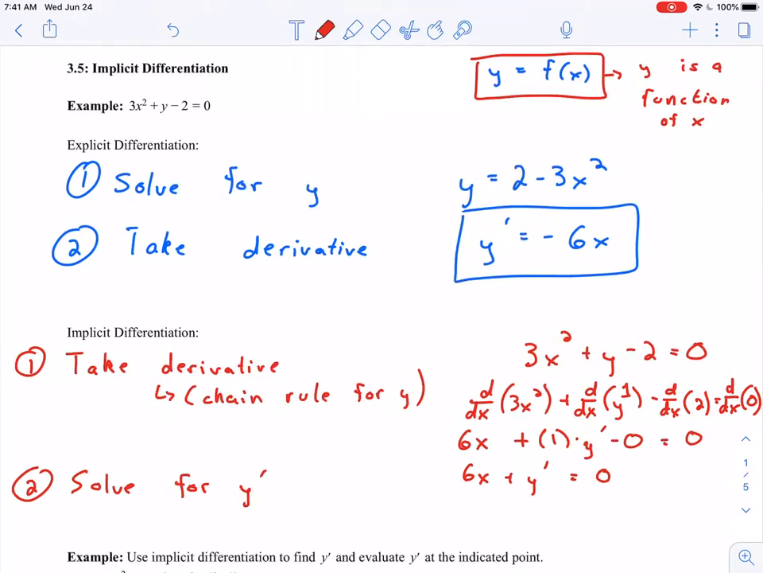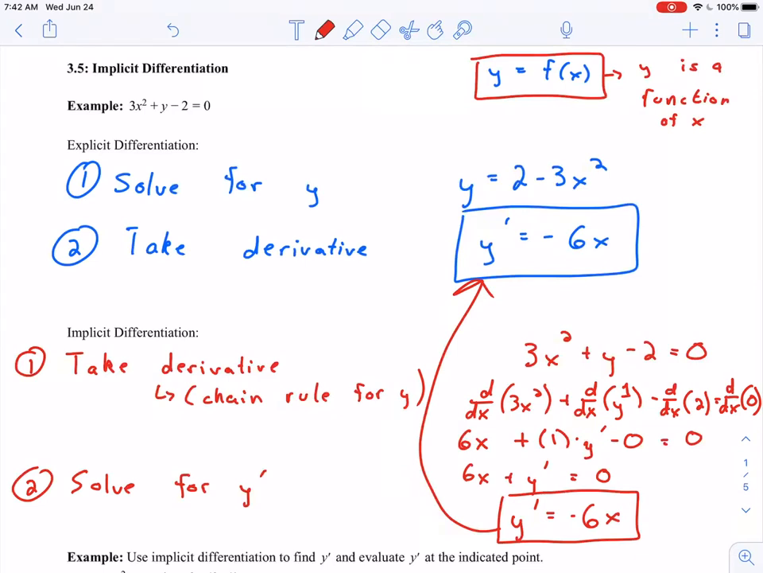So here, this one's easy enough to do. I'm going to subtract 6x from each side. So y prime equals negative 6x. Here is my derivative using implicit differentiation. And look at this. I have exactly the same derivative using explicit and implicit differentiation, which is really cool. This is very reassuring to see that we end up with the same derivative no matter what.